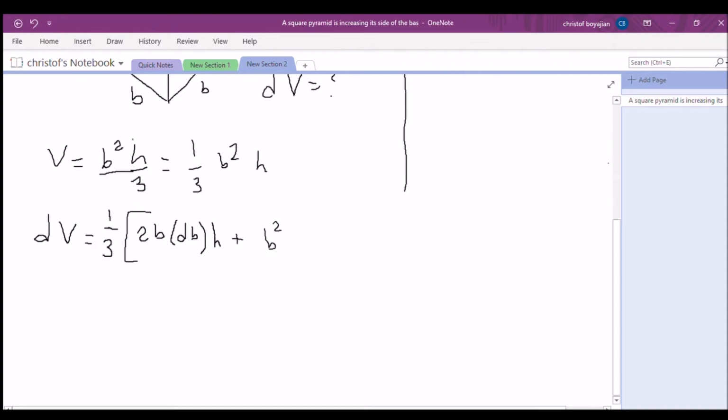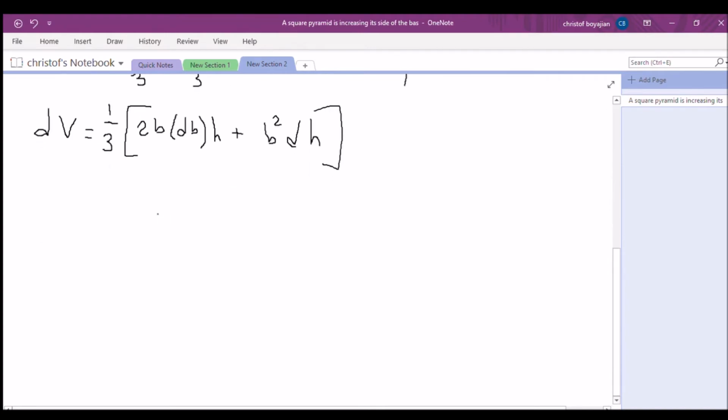Take the derivative of our second term. So what's the derivative of h? Well, it's technically 1 times the derivative of h, which is dh dt, or you can just write it as dh, because we know that it is the rate at which the height is increasing or decreasing with respect to time. And in this case, it's decreasing with respect to time. All right, so this is our derivative of the volume of the square pyramid.